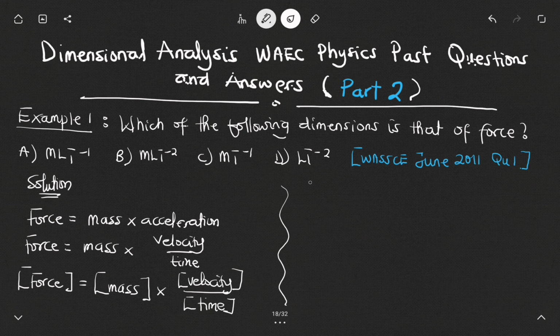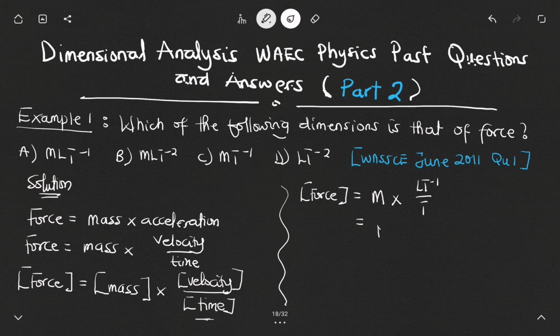The dimension for force will be equal to the dimension of mass, which is M, multiplied by the dimension of velocity. We know that velocity is distance over time, and that will give us LT minus 1. So the dimension for velocity is LT minus 1. If you watched part 1 of this tutorial, you realize that velocity is distance over time, and the dimension for distance is L, then the time is T, so it becomes LT minus 1. This T here is the time at the bottom.